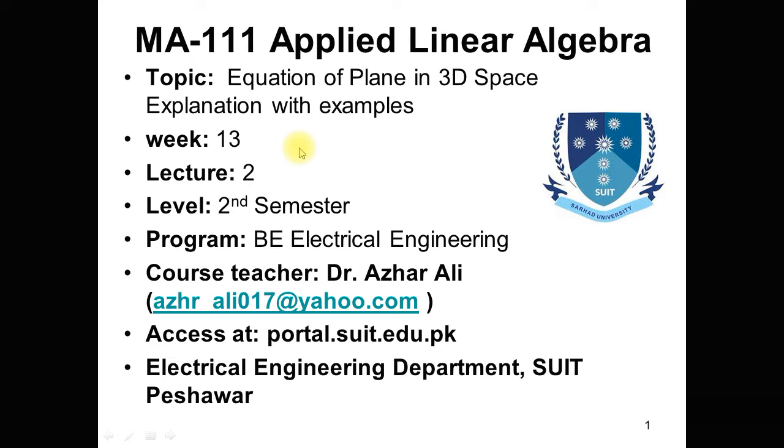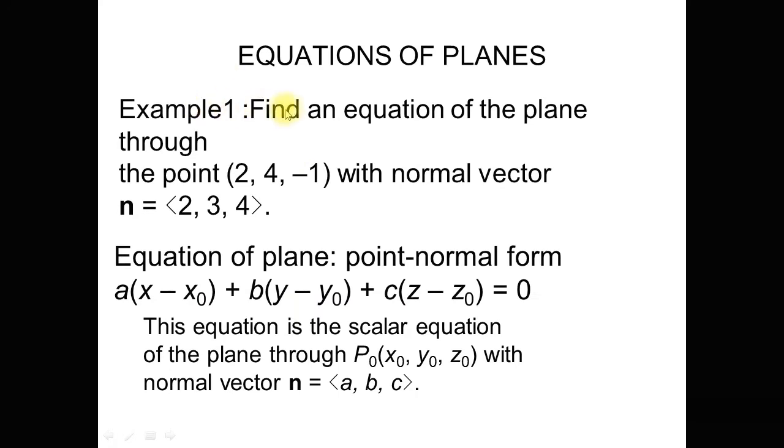Now you see over here, example number 1. To find an equation of the plane through the point (2, 4, -1) with the normal vector n equal to (2, 3, 4). I have already told you in the previous video lecture that for the equation of a plane in 3D space we need one point on the plane and one normal vector for the plane. So this is actually x0, y0 and z0, and this is the normal vector whose components are a, b and c. The value of a is 2, the value of b is 3 and the value of c is 4.